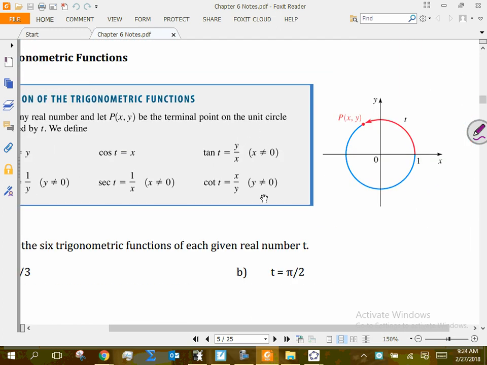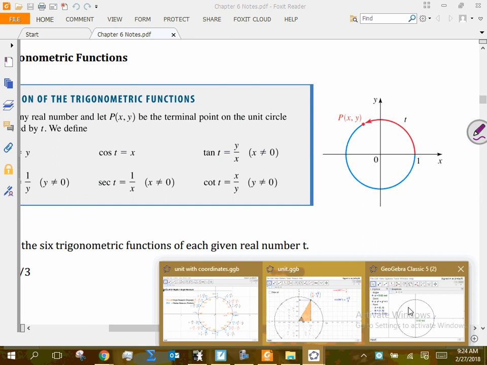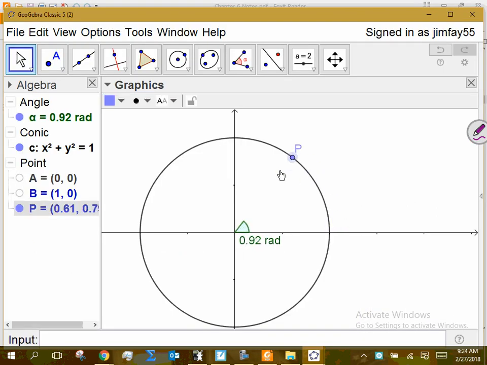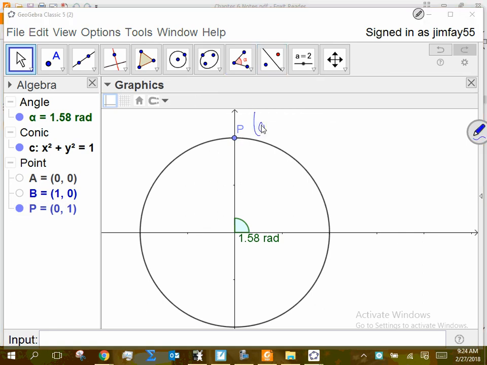Y divided by x. Now, if I look at the tangent, y divided by x, what would be my x value for a point right there? What would be the ordered pair for that point right there? 0, 1. So if I have this point 0, 1, and I ask you what is the tangent? Now that arc that would have been traced out by P would have been 1.58 radians, which is pi over 2 radians. Is that right? So tangent of pi over 2.